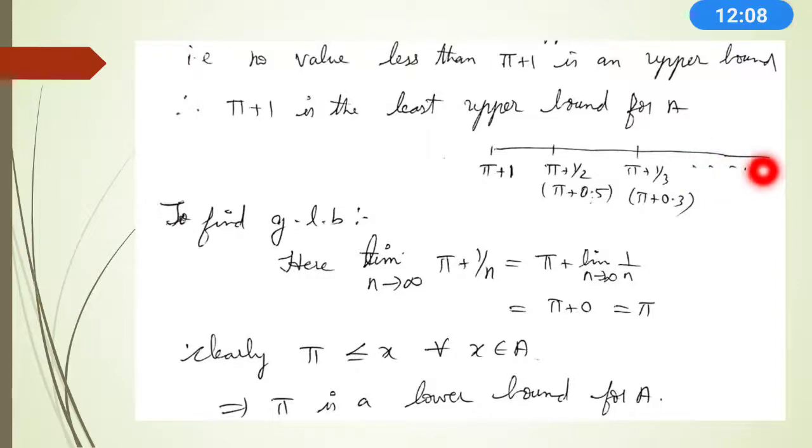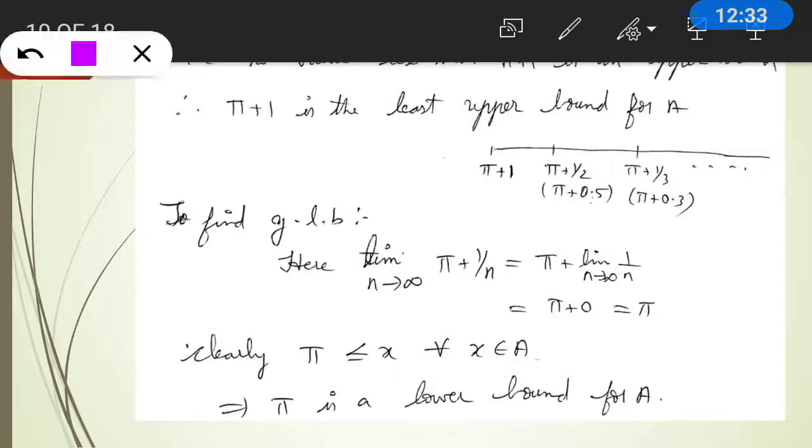At the nth stage it will be pi plus 1 by n. So if n tends to infinity, then it will become pi. So what is the last element in my set? Pi. Okay, pi is the last element, then every element in my set will be greater. Therefore I can write pi is less than or equal to x, which resembles this: M is less than or equal to x.